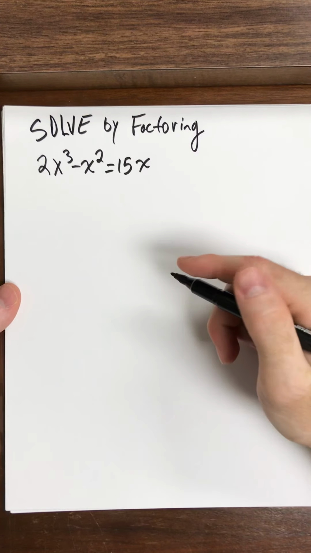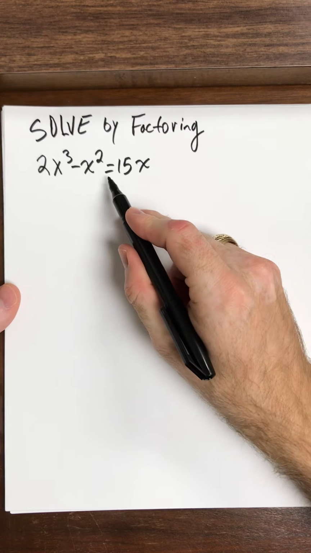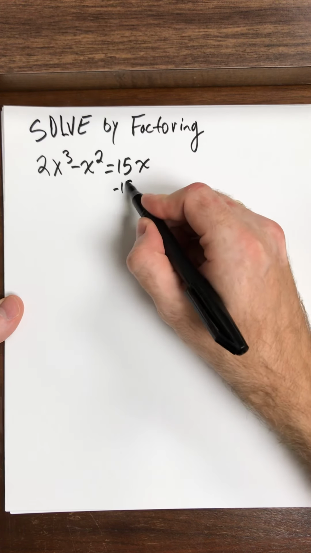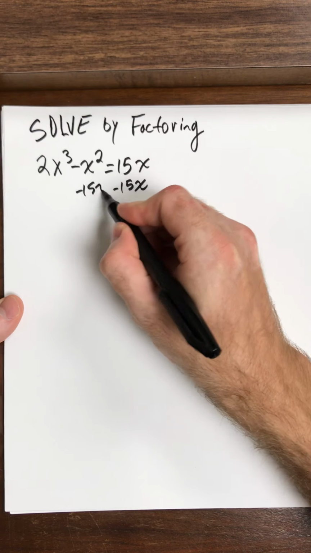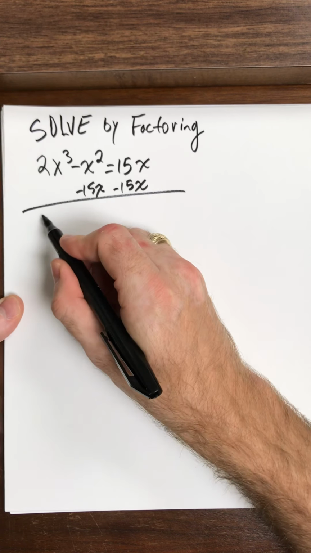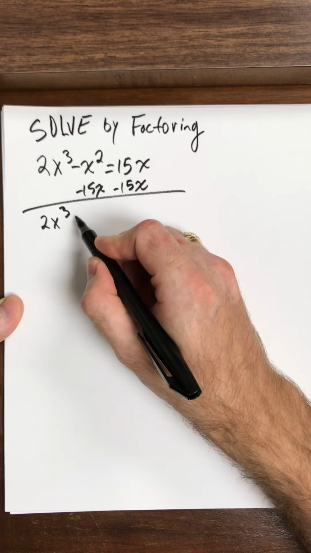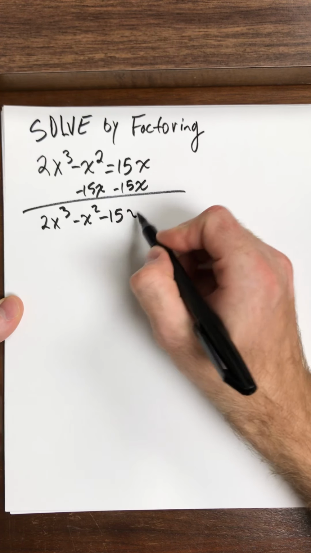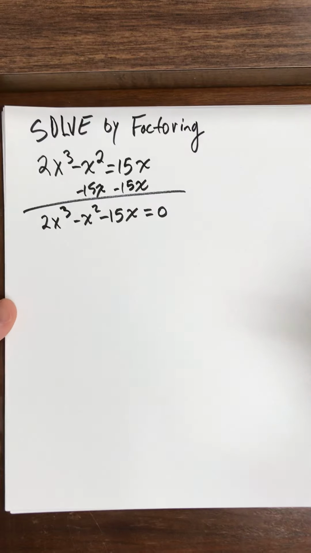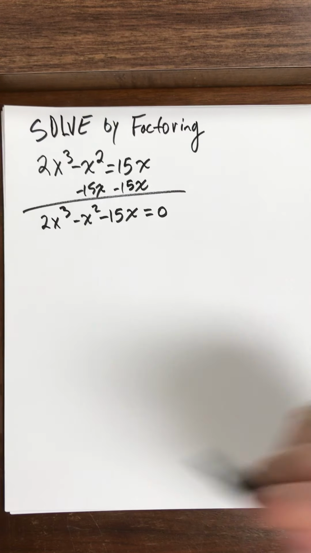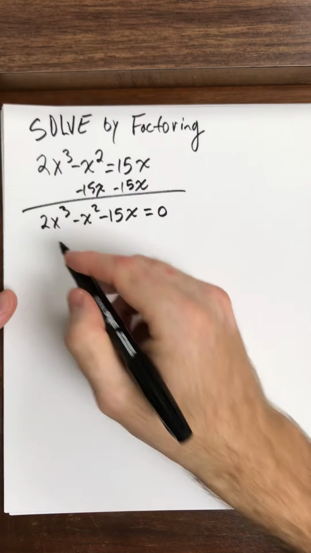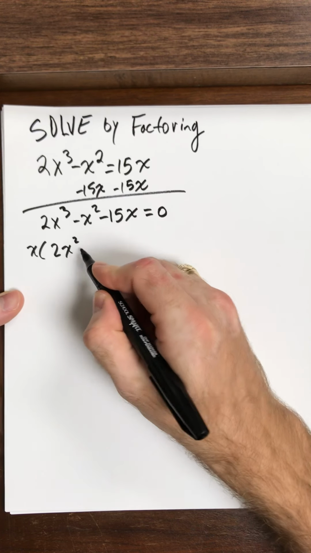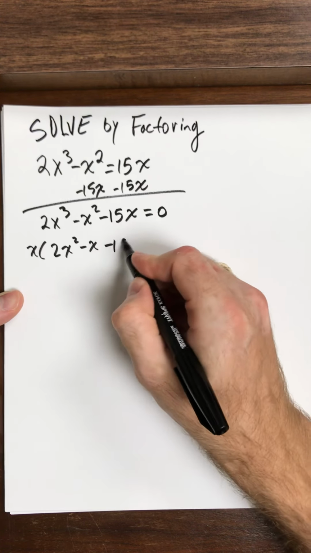So we're going to solve by factoring. First thing I'm going to do is move everything to one side, so subtract 15x. I get 2x cubed minus x squared minus 15x equal to 0. I see there's an x in common between all three of those, so GCF, pull an x out: 2x squared minus x minus 15.